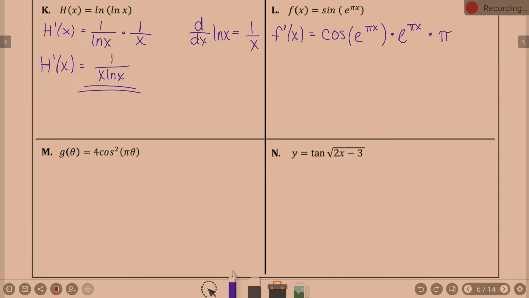In terms of cleanup on this one, it's minimal. The only thing I can really do is put this in a different order. My different order would be putting the pi times e to the pi x times cosine of e to the pi x.